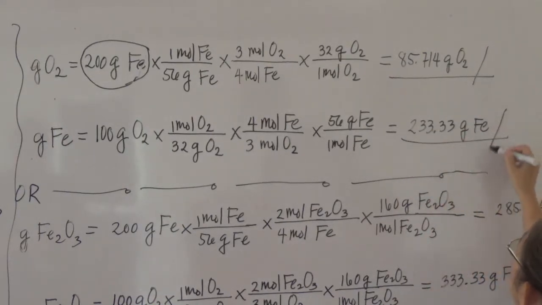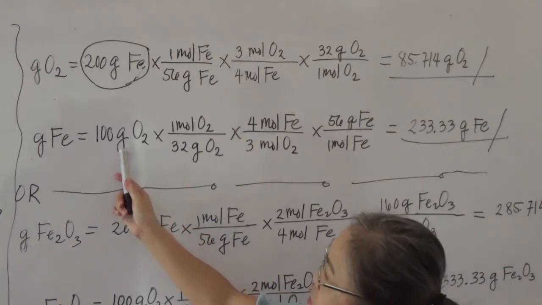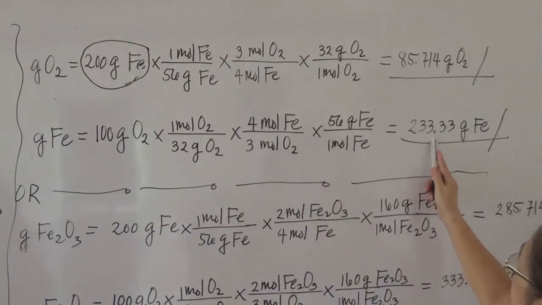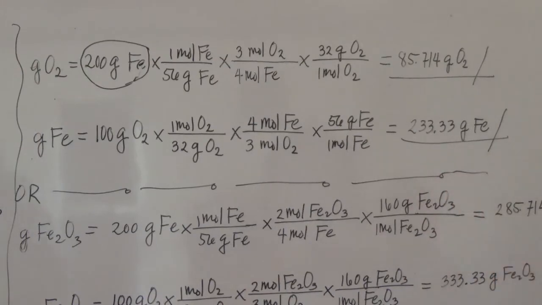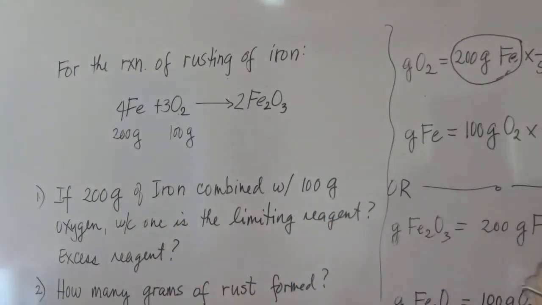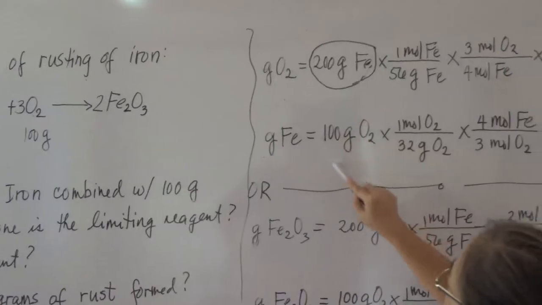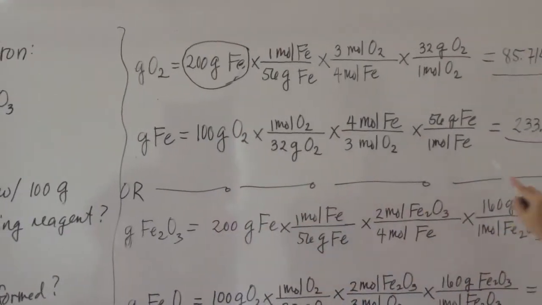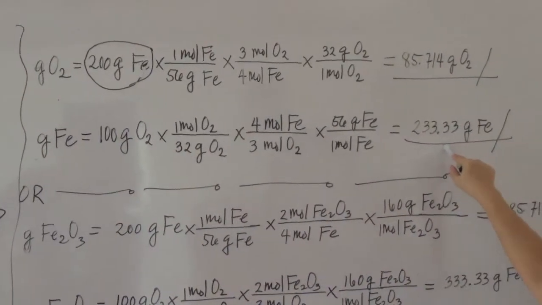And it is 233 grams of iron. So if you have 100 grams of oxygen, it needs 233.33 grams of iron. Therefore, since there is only 200 grams of iron available, if all of the 100 grams of oxygen is to be consumed, it needs 233.33 grams of iron.